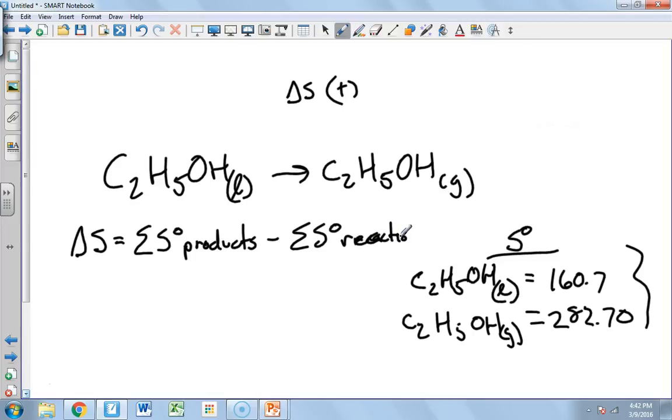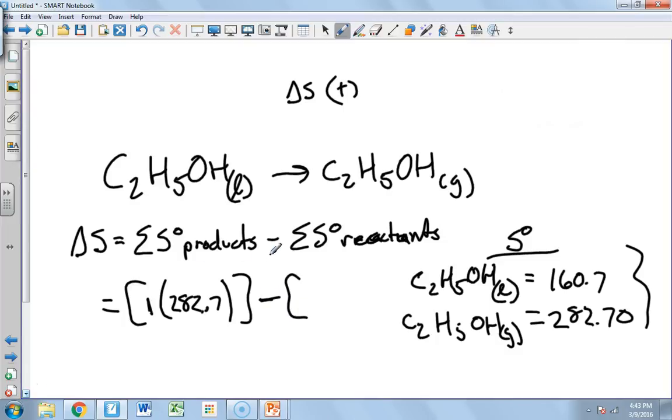Okay, now this reaction is a little bit easier because there's only one product and one reactant, but nonetheless, let's see, what's the S naught of the products? The coefficient is 1, and the product is 282.7, minus the reactants. There's 1 mole of reactant times 160.7. The mechanics of doing this math are just like the mechanics of enthalpy.